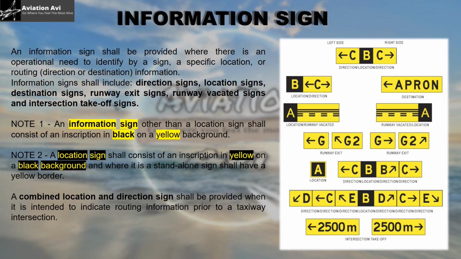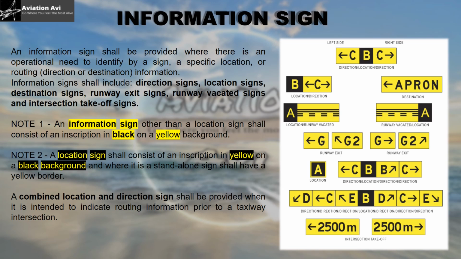Now let us look at information sign. An information sign shall be provided where there is an operational need to identify by a sign a specific location or routing, that is direction or destination information. So you provide this sign when it is mandatory for you to give a particular information towards a person navigating as to where they are present, towards what direction they are going, or where they are going to.